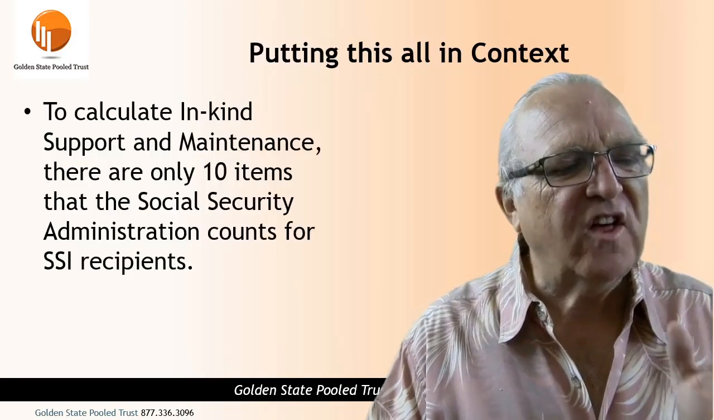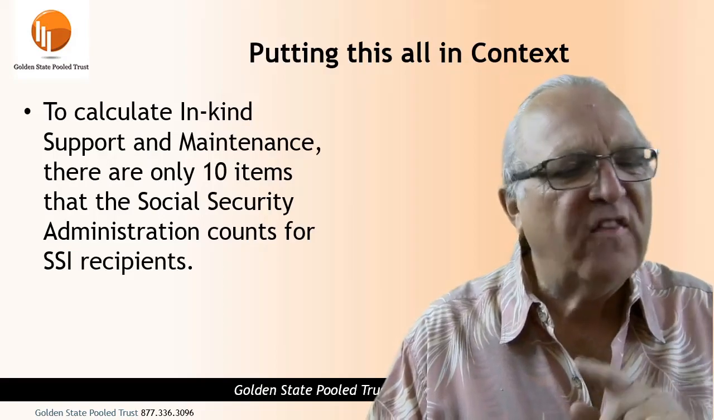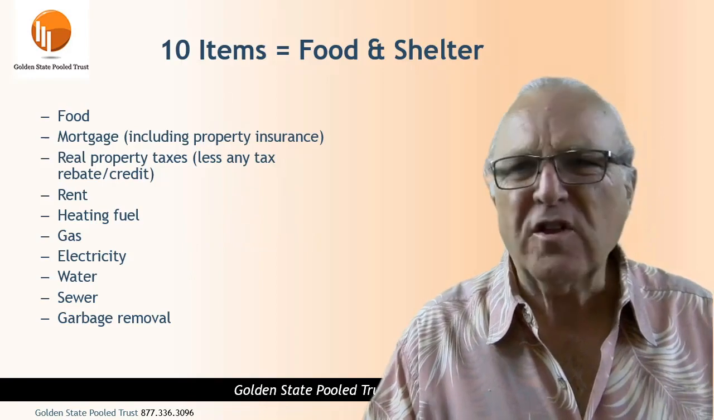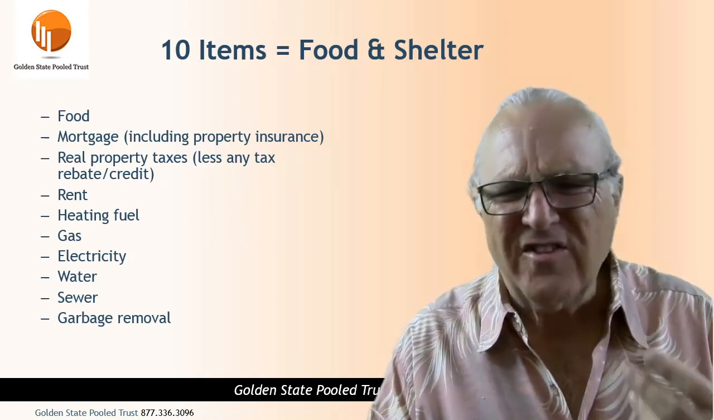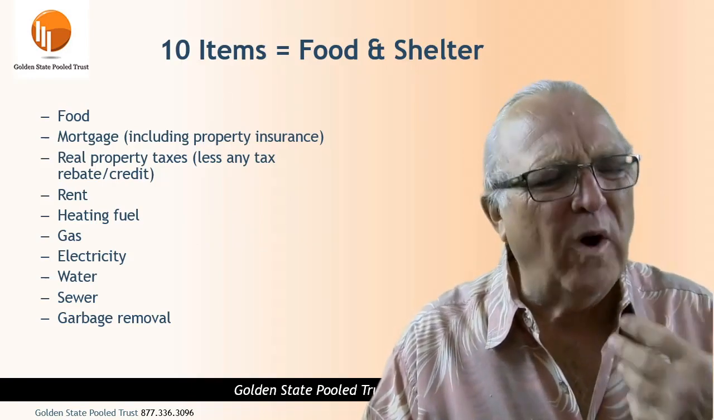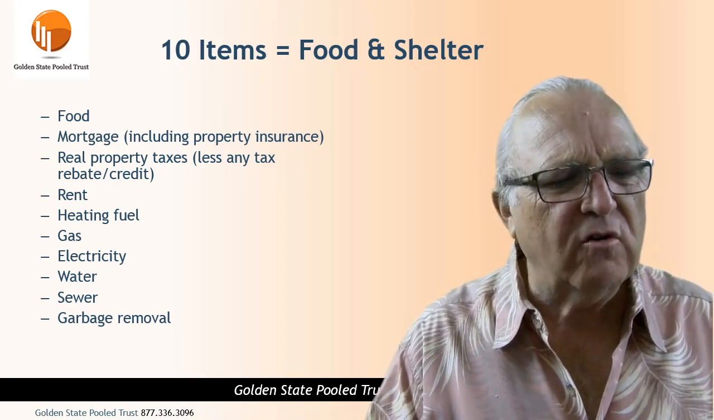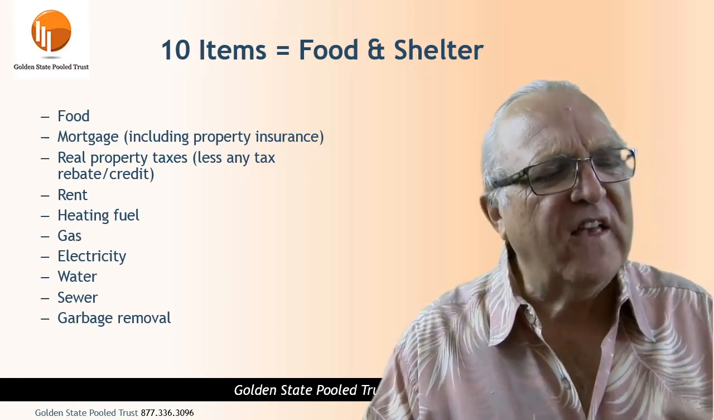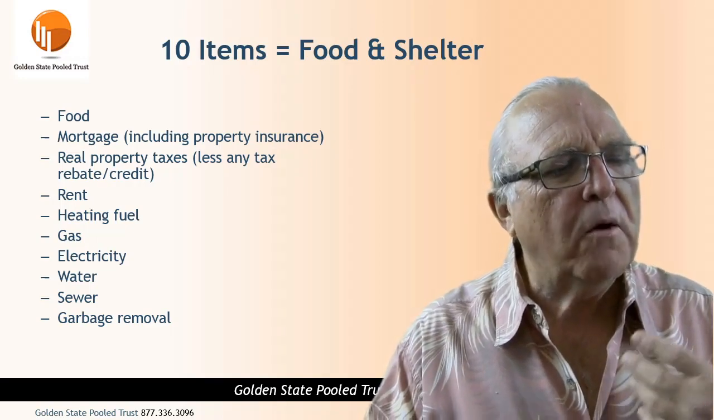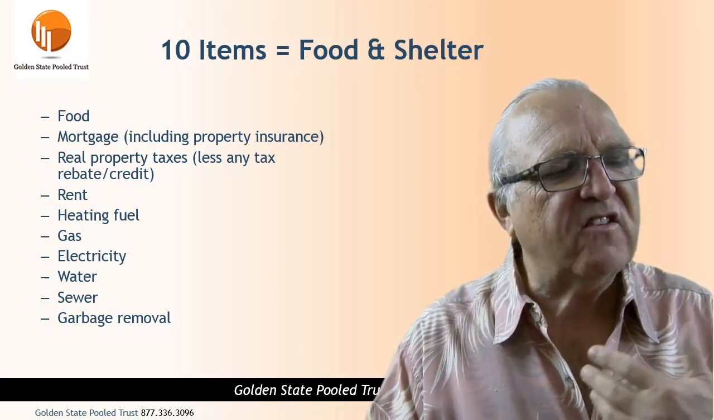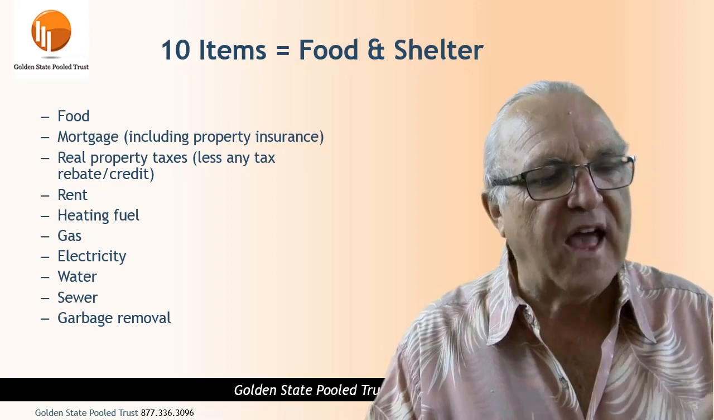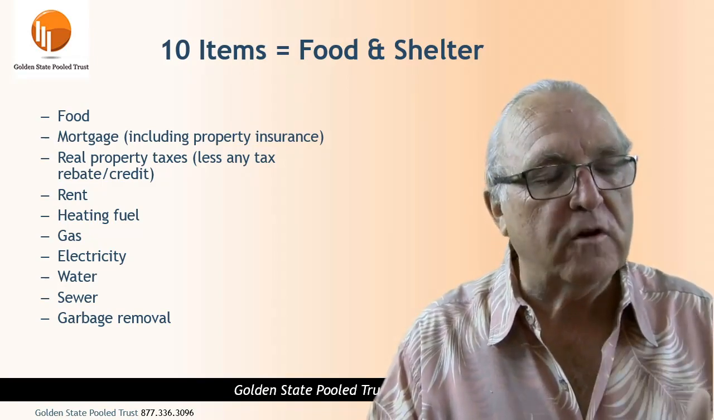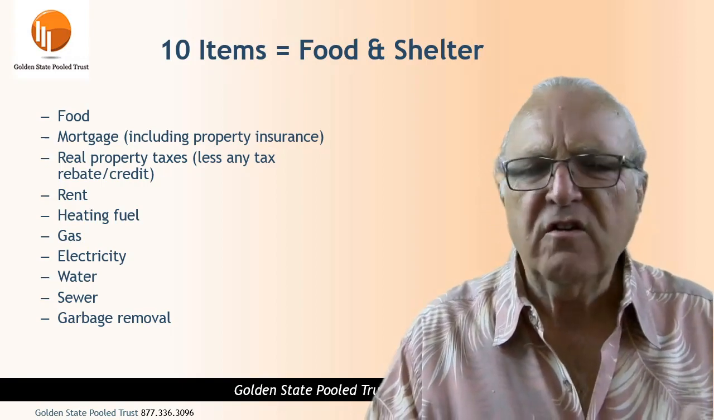Now, to calculate the in-kind support and maintenance, they only look at 10 items here. And this is going to be really important as we go through this. So as we look at this, you want to keep in mind what are those 10 items they count, but also you want to keep in mind what's not on this list. So the things they count are food, mortgage payments, real estate taxes, rent, heating fuel, gas, electricity, water, sewer, and garbage removal. What's not on the list?